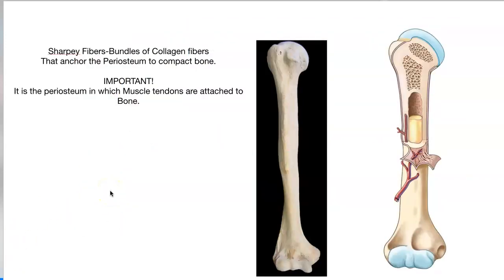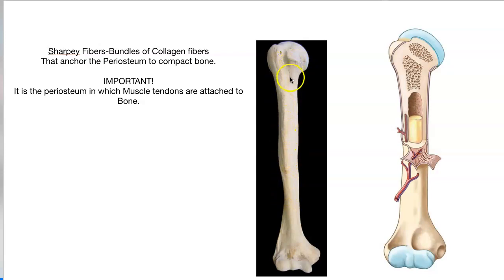Now, on your worksheet too, you have this picture. So here is a dry humerus. This is a real bone, but obviously the cartilage is gone, the periosteum is gone. What is left is just the hard part of the bone. So we've got our spongy bone inside and our cortical bone on the outside.